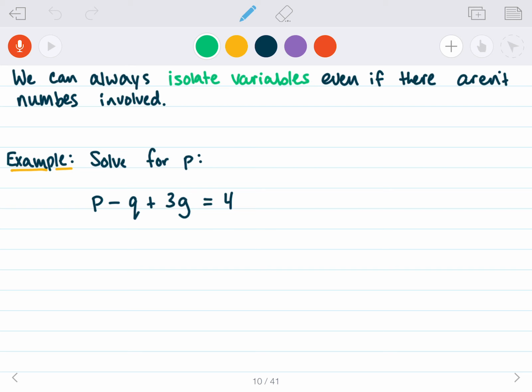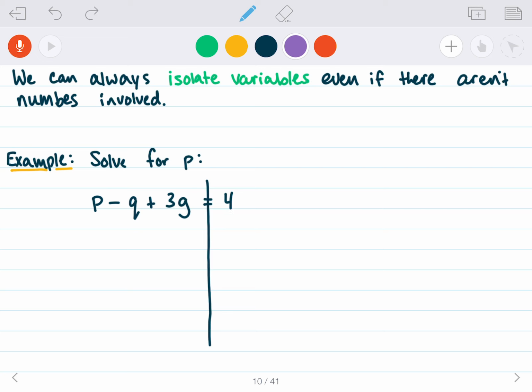Okay, so we can always isolate variables even if there aren't numbers involved. So for example, if we want to solve for p in this equation, we would just act like it was any normal kind of equation, and any variable terms, we can just treat them like they're constants, right? So first thing, we don't have any parentheses, so we don't have to use the distributive property. On this side, we don't have like terms. We have a p term, a q term, a g term, but we don't have any terms that we can combine. And we don't have like terms on the right side either.